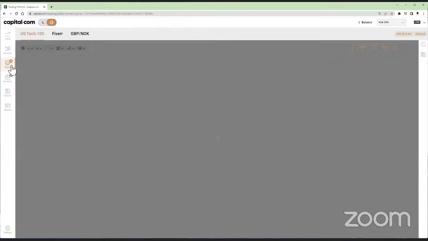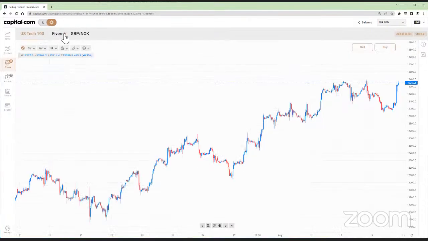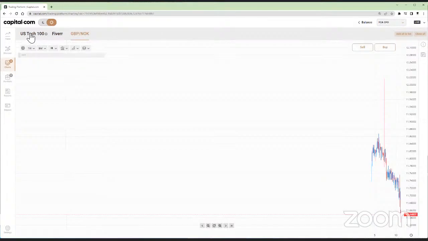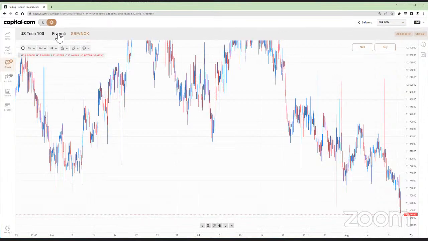So charts, you can see I've got 5-hour here. I've got US Tech 100. This is the Nasdaq, by the way. 5-hour GBP NOK. So I've got an index here, I've got a stock here, and I've got a forex pair here. And how do I add them?